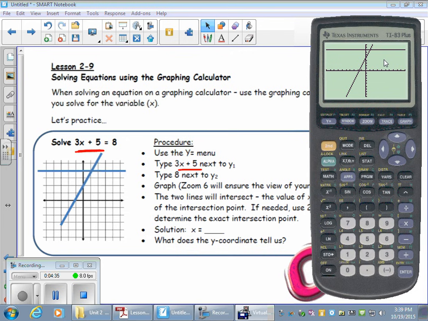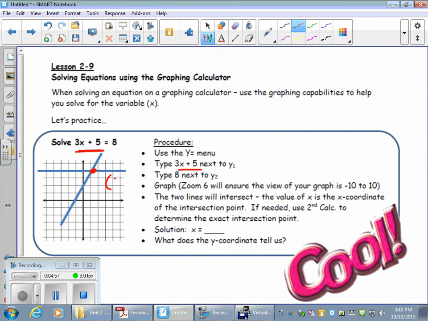So my answer would be right here, where the two intersect. But since it's on a coordinate grid, they intersect at an ordered pair, right? Every point on a grid is an x, y, a coordinate. So this point right here is an x, y value.